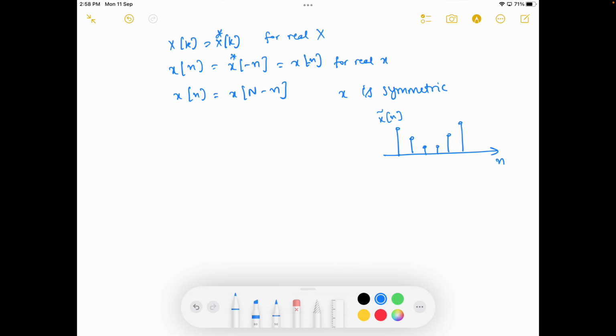Let's call this x tilde n. So my x tilde n is of length 2N: 0, 1, 2, 3, 4, 5. So it's of length 6, from 0 to 5. And if you take a DFT of this signal, it will be a real DFT, it will be a real number.